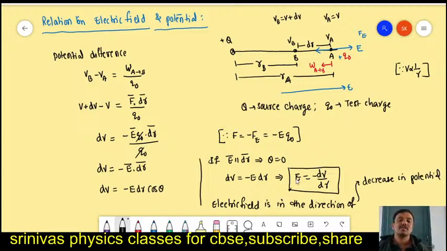In which direction is the potential decreasing? In that direction the electric field will be there. The electric field is equal to negative, and negative means decrease. The electric field is in the direction of decrease in potential by distance. Okay, right. Let us go for the next topic.